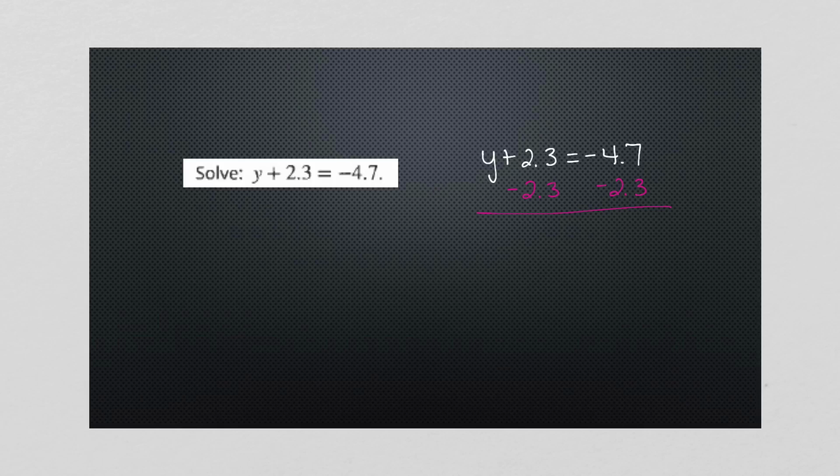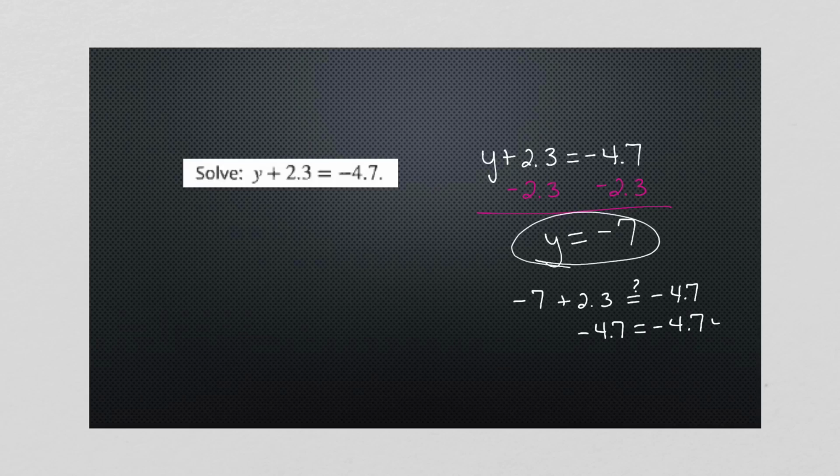Okay, so on my calculator, I'm going to type in negative 4.7 minus 2.3, and I get negative 7. So that is my solution. And if you want to test it out, you can check your answer. So you can put negative 7 in for y. Negative 7 plus 2.3. Try that on the calculator. And if it equals negative 4.7, you know you did it right. So I know that's a good answer. y equals negative 7.